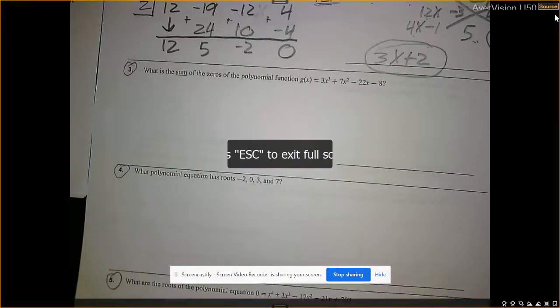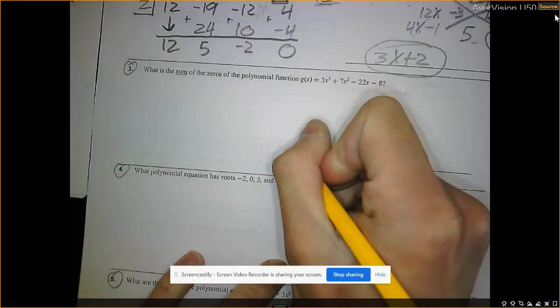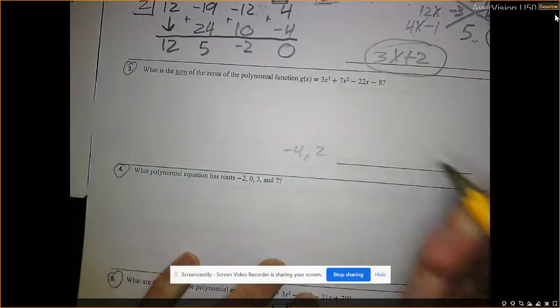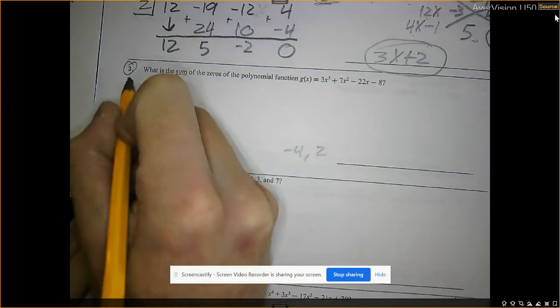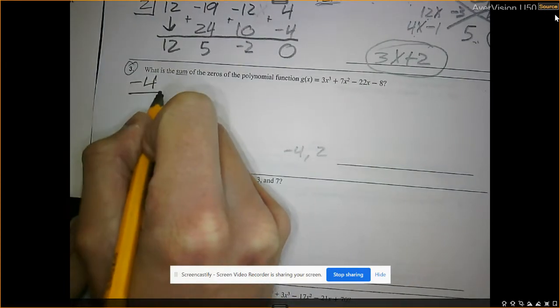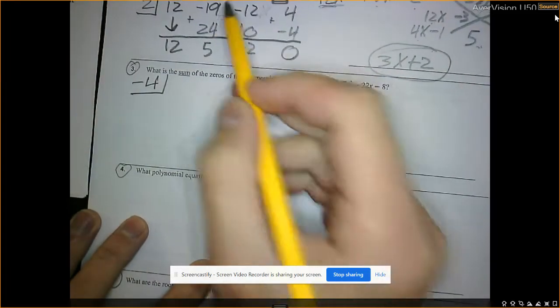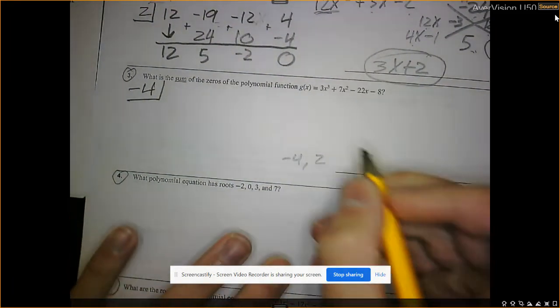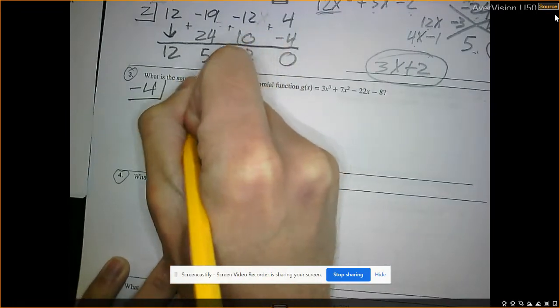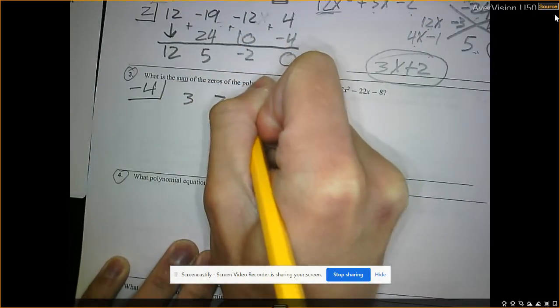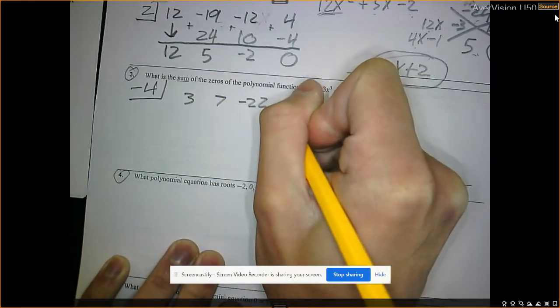Now, once I see that, and it's really asking, what is the sum of my zeros? So I need to know all of them. I already know 2 are negative 4 and 2. And then I'm just choosing to use negative 4 for my synthetic division. And then it's just going to be the same thing as when we did synthetic division up here. So I'm going to go really fast. My coefficients are 3, 7, negative 22, and negative 8.